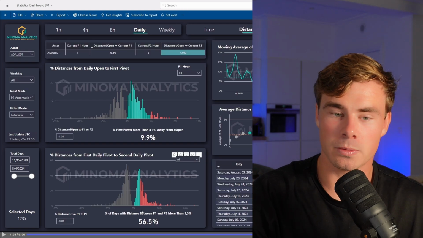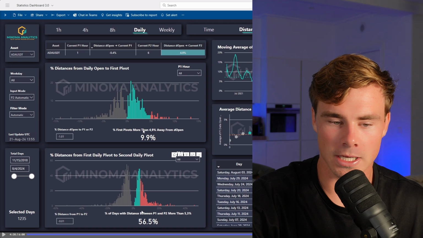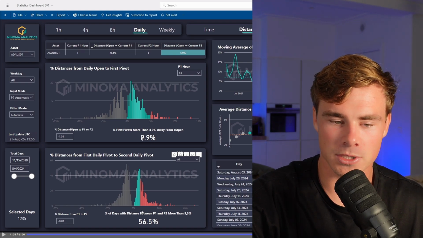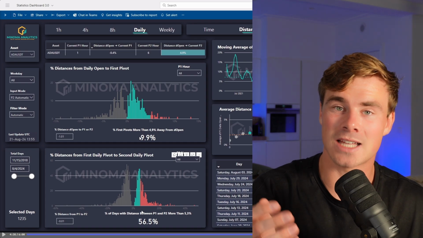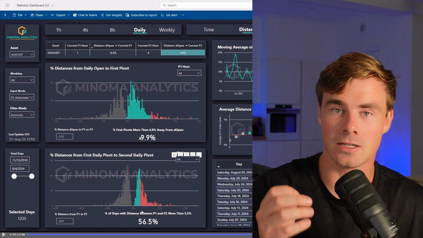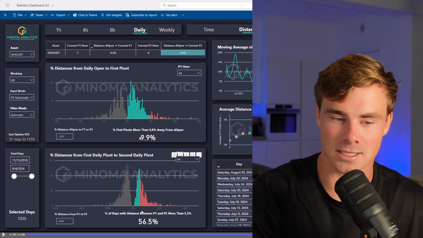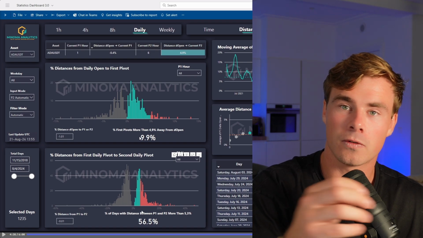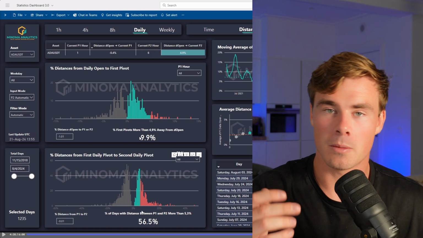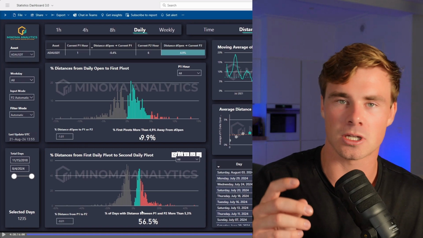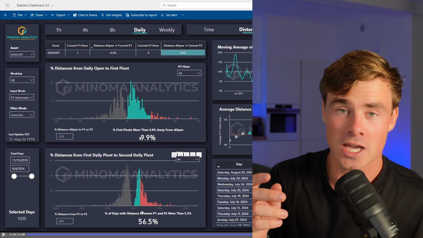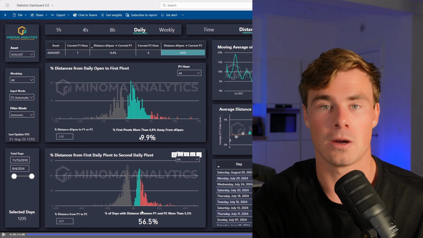Also, distance-wise, this metric is showing that there was only a 9.9% chance of forming a new daily low, which means that basically there was a 90% chance for the daily low to hold, based on the distance statistics, which show the distance from P1 to P2. Based on the statistics of the past 6 years, it was showcasing a 90% chance for the daily low to hold, which gave us a beautiful invalidation for our trade.